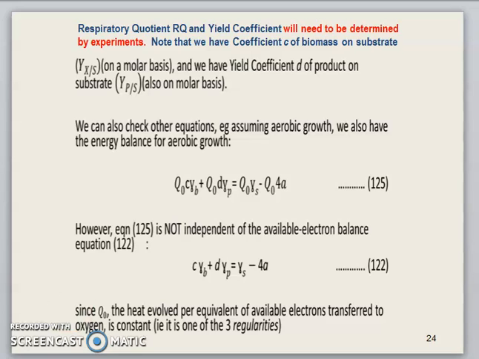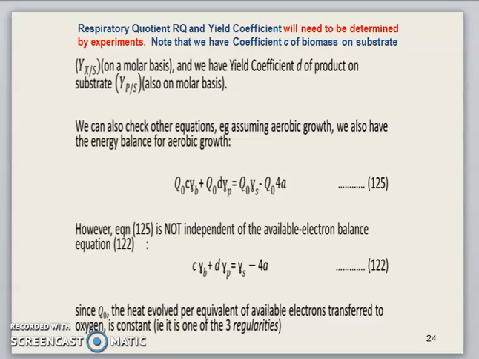The RQ, respiratory quotient, and yield coefficient need to be determined by experiment. But for any assessment question, the information will be given for you to easily calculate the RQ and yield coefficient. Note that we have coefficient C of biomass on substrate, denoted by YXS on a molar basis, and we have yield coefficient D of product on substrate, denoted by YPS, also on a molar basis.